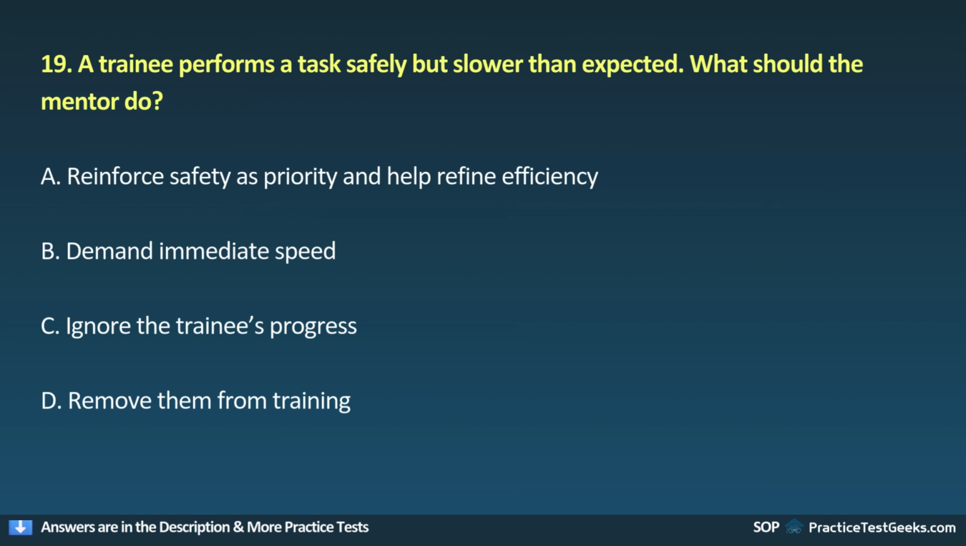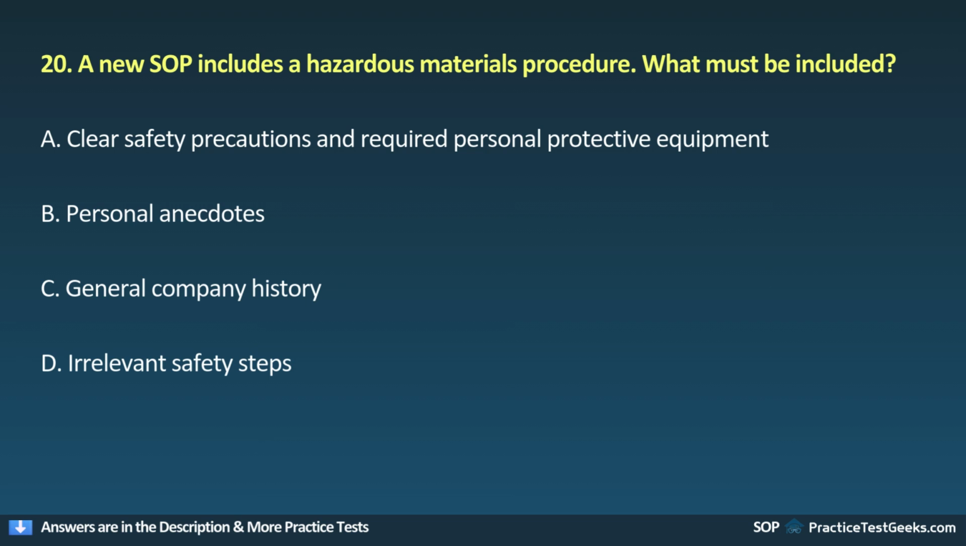Reinforce safety as priority and help refine efficiency. B. Demand immediate speed. C. Ignore the trainee's progress. D. Remove them from training. 20. A new SOP includes a hazardous materials procedure. What must be included? A.